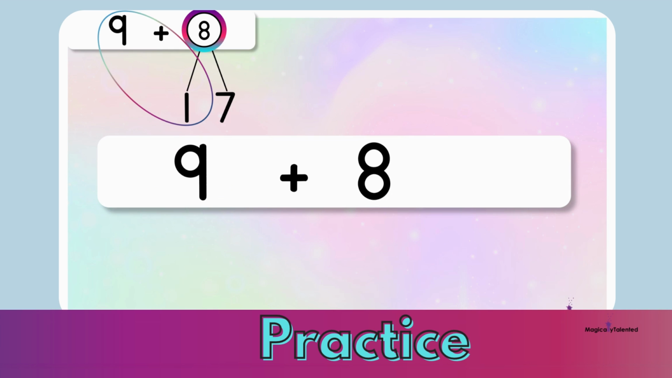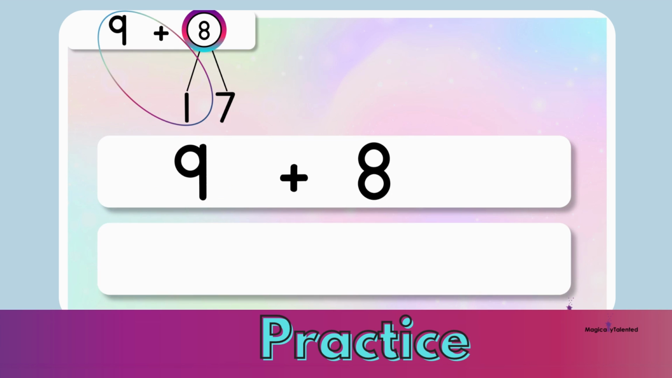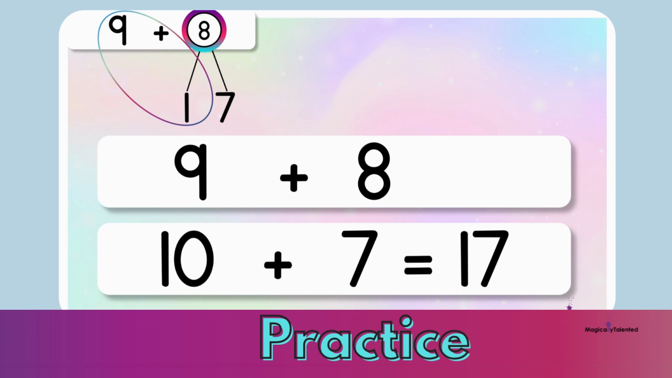Now we have an easier problem. We have 10 plus 7. We can do that in our heads. 10 and 7 more is 17. So that also means that 9 plus 8 is 17.